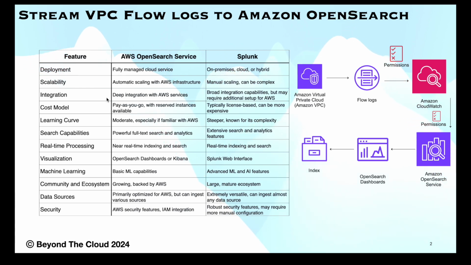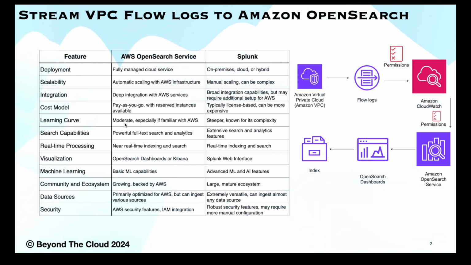AWS services are deeply integrated with OpenSearch service, but Splunk has broad integration capabilities and may require additional setup for AWS. For AWS integration in Splunk, I have worked with that. You need additional storage in between to put the logs, and then from there you need to push the logs to Splunk. The cost model is pay as you go with reserved instances available, and Splunk is typically license based. As I said, if you want to have Splunk, then you need to buy licenses, and it is really expensive. So from a cost perspective, Amazon OpenSearch is really nice to have.